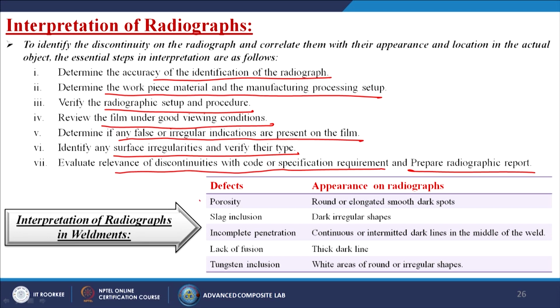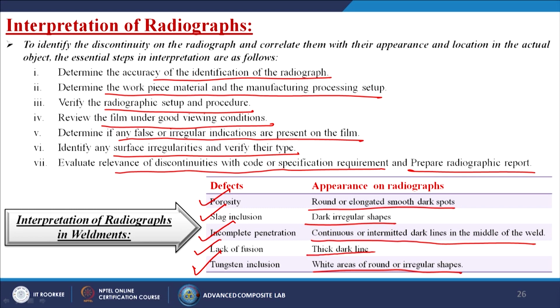For defects like porosity, round or elongated smooth dark spots will come onto the film or into the image. If it is slag inclusion, dark irregular shapes. Incomplete penetration, continuous or intermittent dark lines in the middle of the weld. If it is tungsten inclusions, white areas of round or irregular shapes. If it is lack of fusion, a thick dark line.